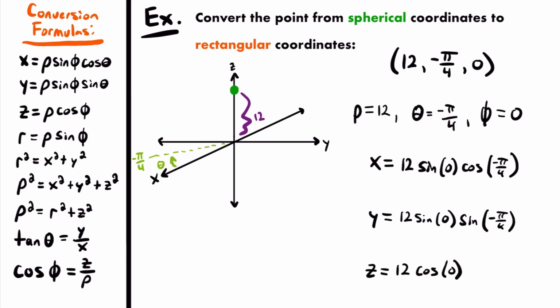Okay, now if we simplify, for both x and y, we have sine of 0 within the expression, and sine of 0 is 0, right?